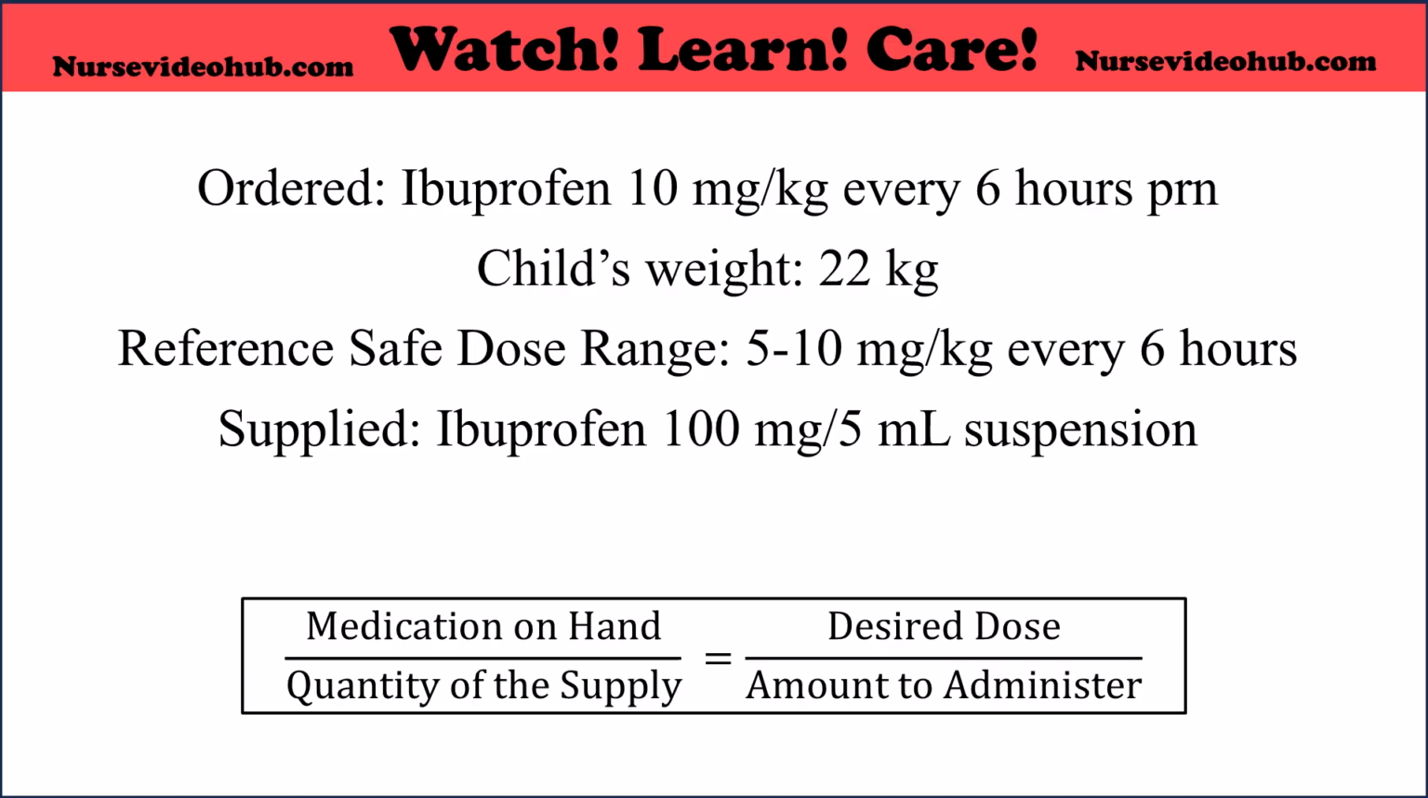Let's complete another example. The order reads ibuprofen 10 milligrams per kilogram every 6 hours, PRN. The child's weight is 22 kilograms. The reference safe dose range is 5 to 10 milligrams per kilogram every 6 hours. Supplied is ibuprofen 100 milligrams per 5 milliliters of oral suspension.